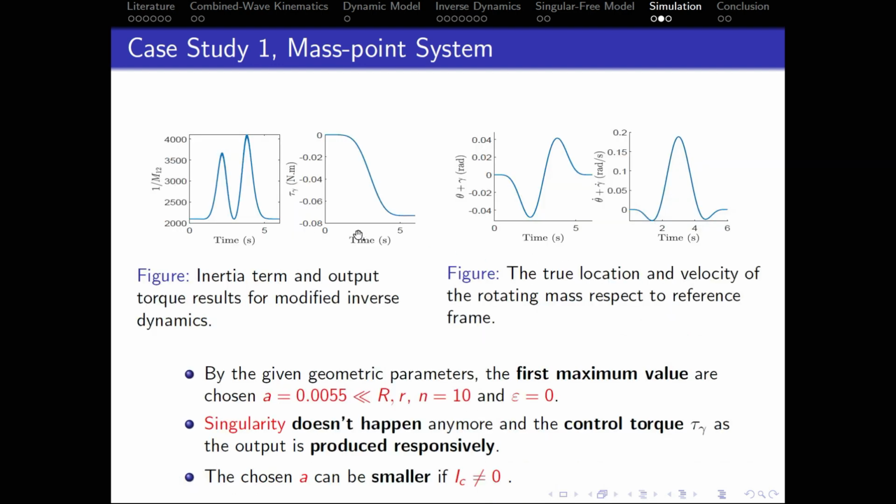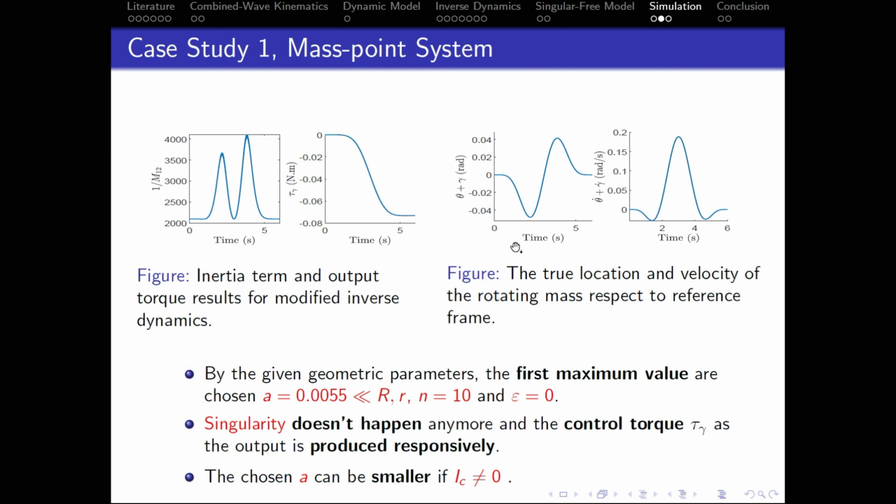Now you can see the values that we have found from our conditions, which are considerably small, smaller than the sphere radius and the core distance from the center, and we have the output torque successfully, and the sphere moves in a desired locomotion. It is important to note that A can be much smaller when we have inertia in the whole system.